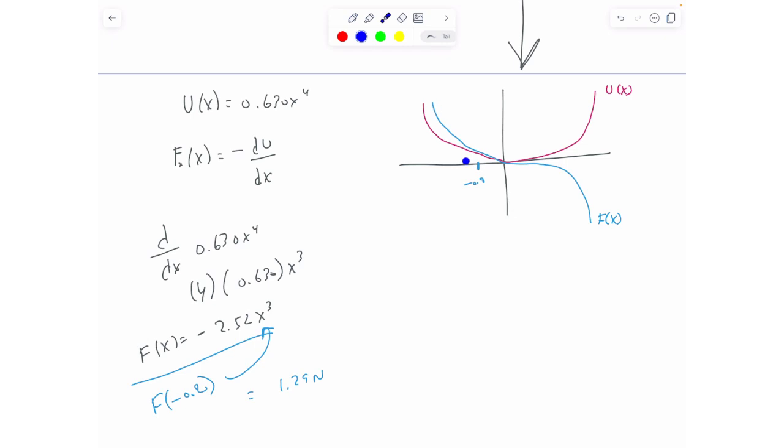Because you're compressing it more and more, you're super compressing the spring. It doesn't like that. It wants to go back to its natural state. So that's what it's saying here: it's trying to force it back.